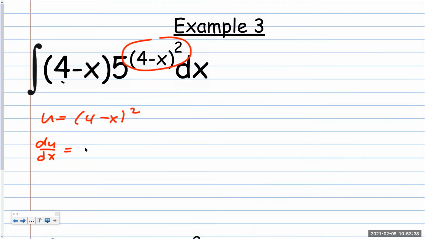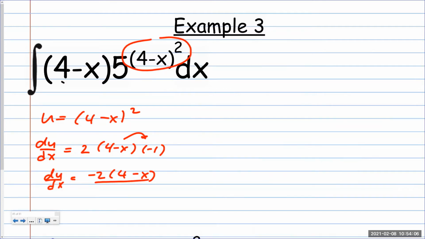It's 2 times 1, which is 2. Leave the inside alone. Take the power down by 1. But don't forget to multiply that by the derivative of 4 minus x. What's the derivative of 4 minus x? Negative 1. So I'm going to rewrite this. This is really du/dx equal to negative 2 times the quantity 4 minus x. I'm multiplying the negative 1 and the 2. All right, solve for your dx.